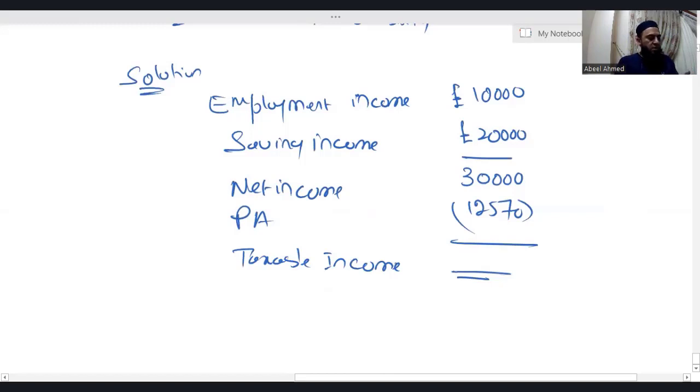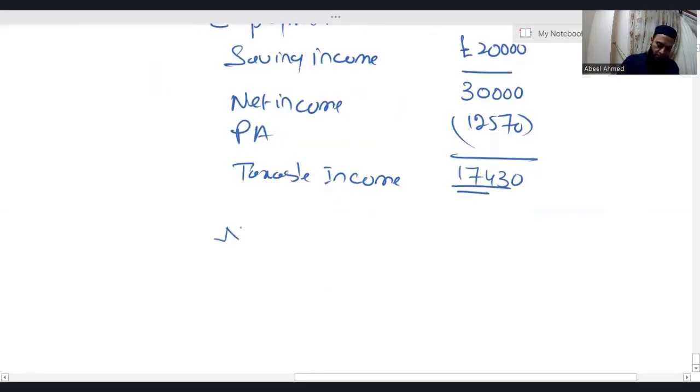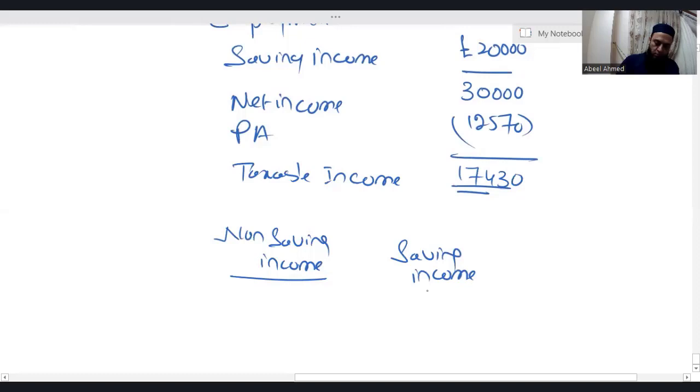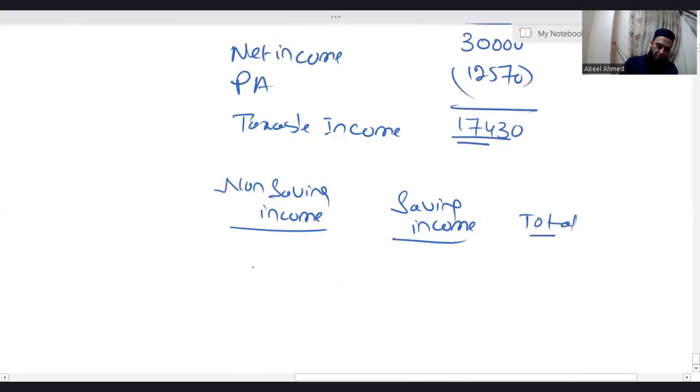So 30,000 minus 12,570, I'm getting 17,430. We have obviously non-saving income. We do have saving income also. And total. Non-saving income, which is employment income, 10,000. Saving is 20. Total is obviously 30.